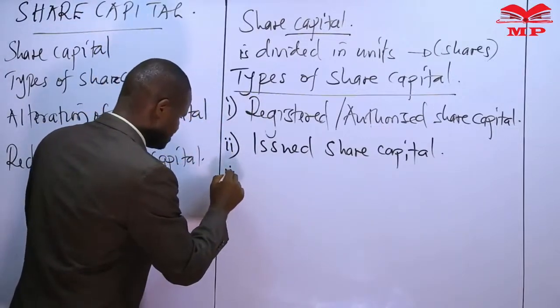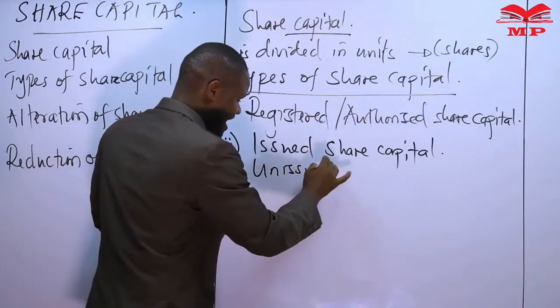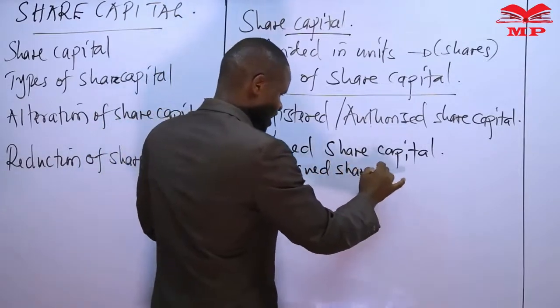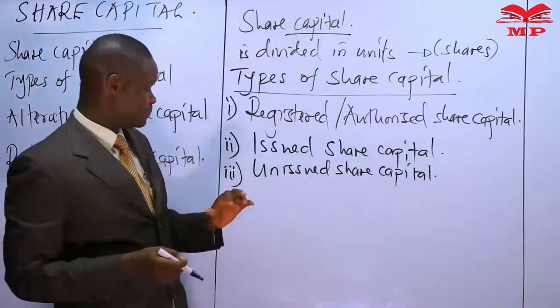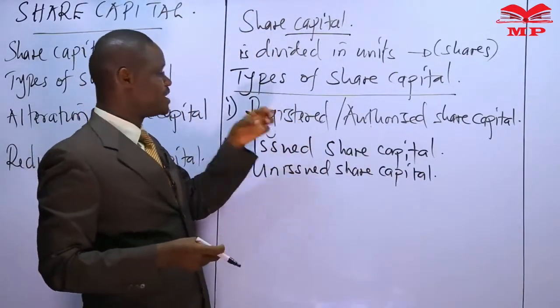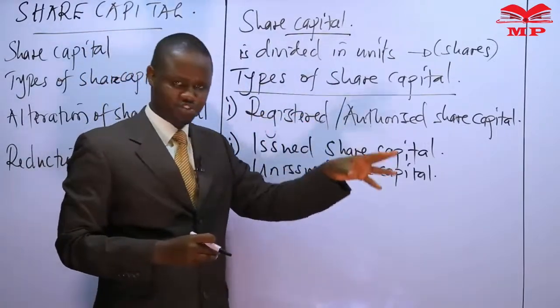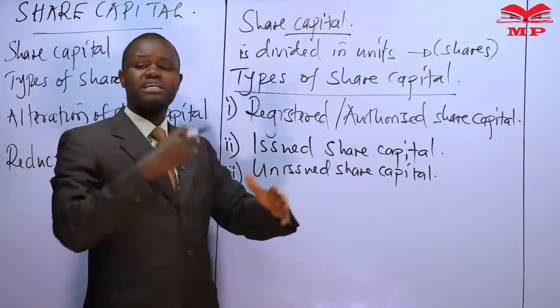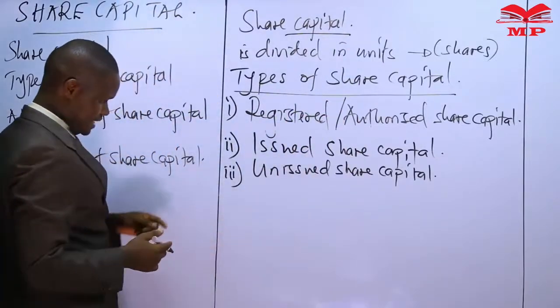are referring to, number 3, as the unissued share capital. The unissued share capital. This is that part of the company's registered capital that members have not taken up, that the company has not issued. So this can be the subject matter of future issuing of shares by this company.